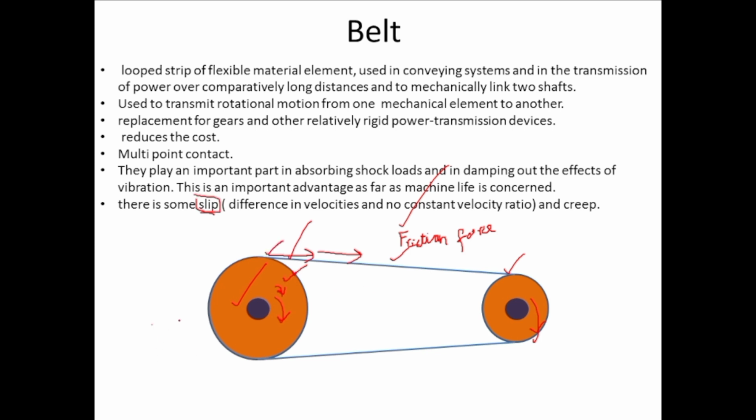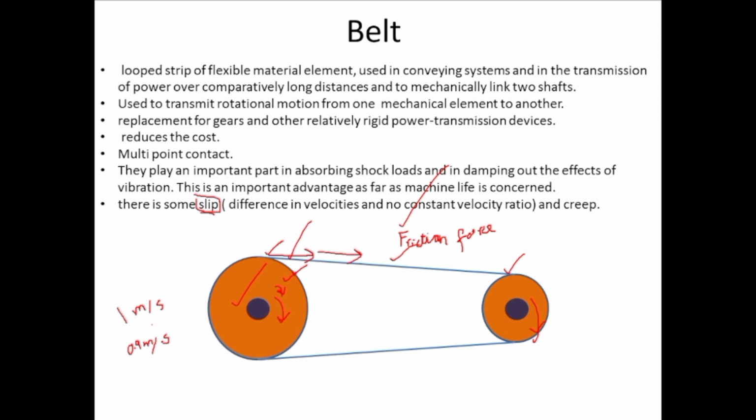For example, the pulley is going with 1 meter per second speed. If there is a slip, then the pulley will rotate with 0.9 meter per second speed. So this is an important thing that should be considered.